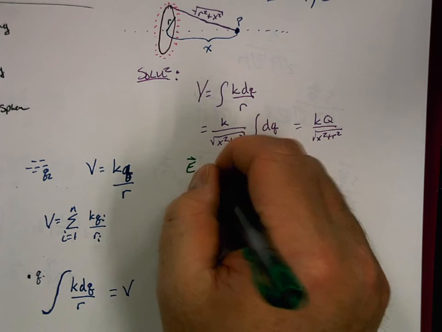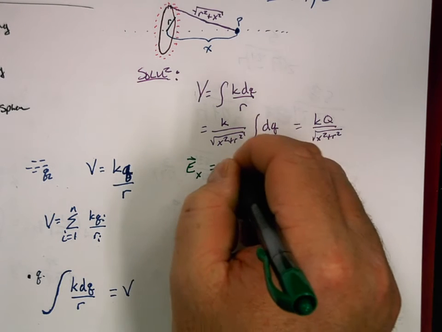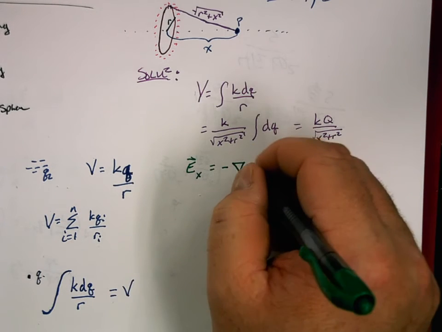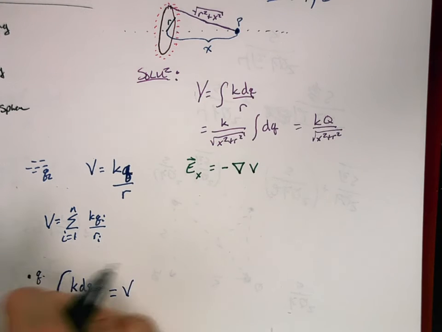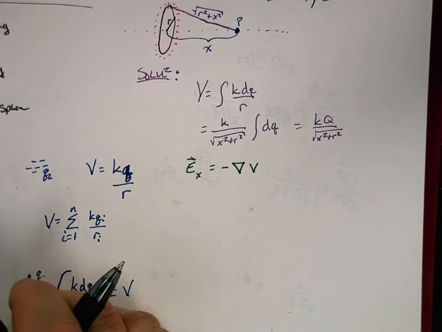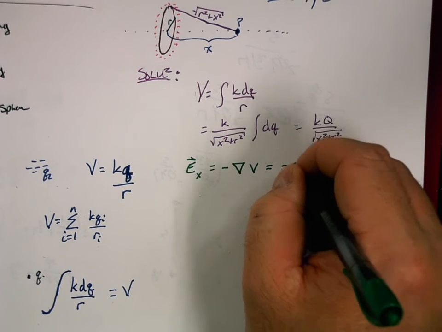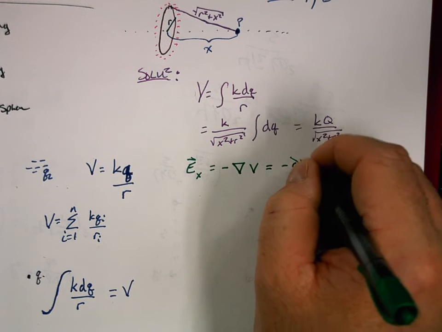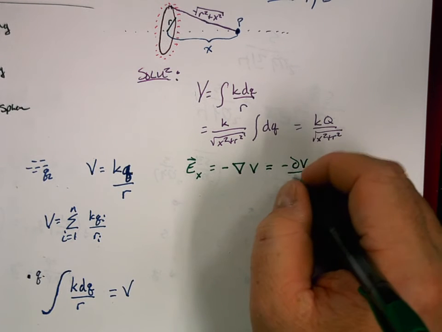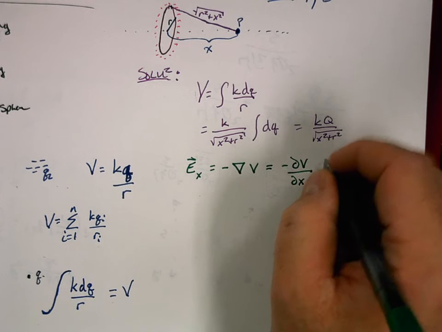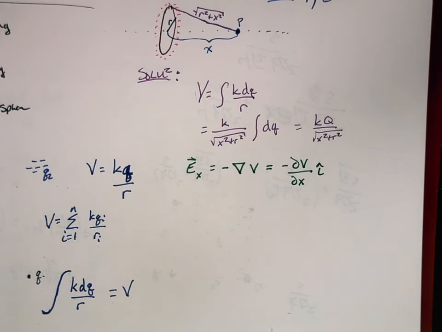Our field equals negative the gradient of our potential, which is equal to negative partial voltage over partial x, i hat. This is how we develop our vector from our scalar quantity potential. Yeah? All right.